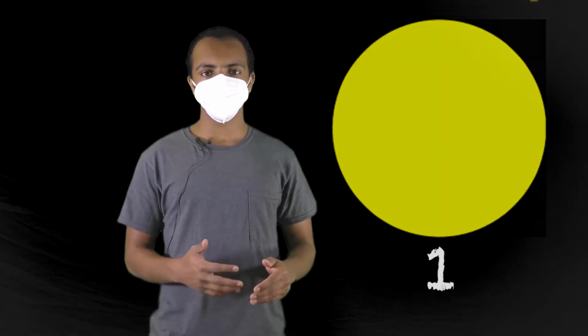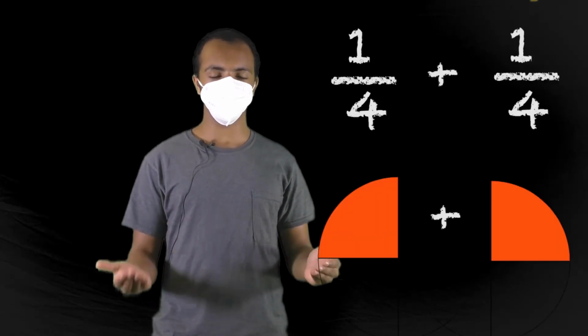Now, let's say we cut into 4 equal pieces. Let's now try to add 1/4 with 1/4. Looking at the cake cut into 4 pieces, what do we get when we add 1/4 of a cake with another 1/4 of a cake? Look. We end up with 1/2 of a full cake. This shows that by adding smaller fractions together, we can have bigger fractions.